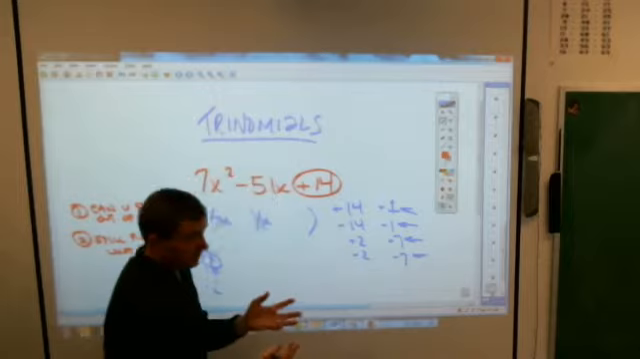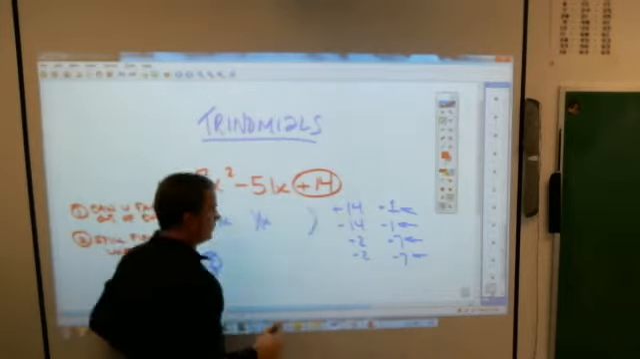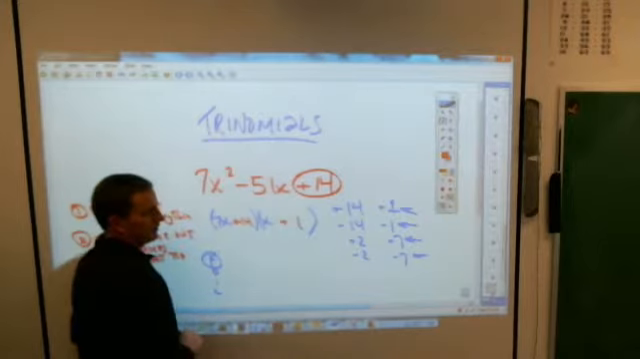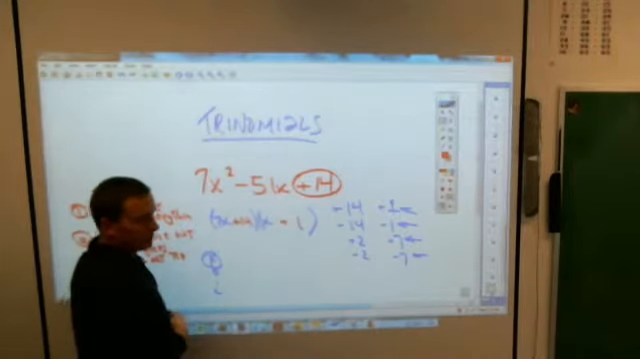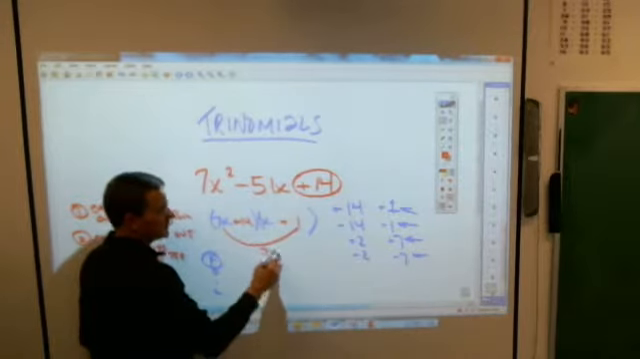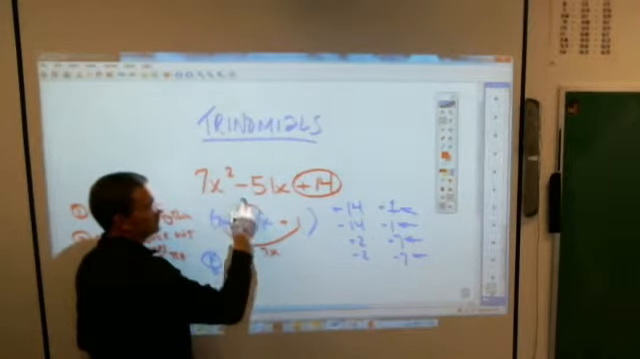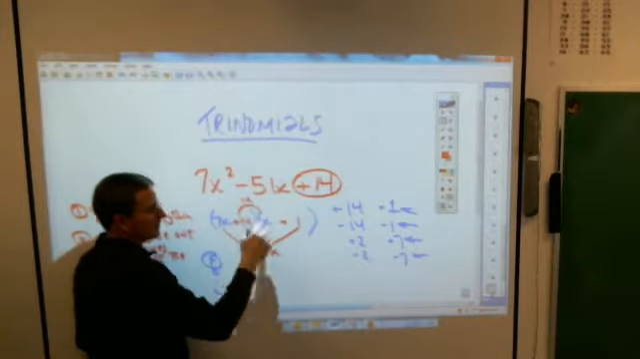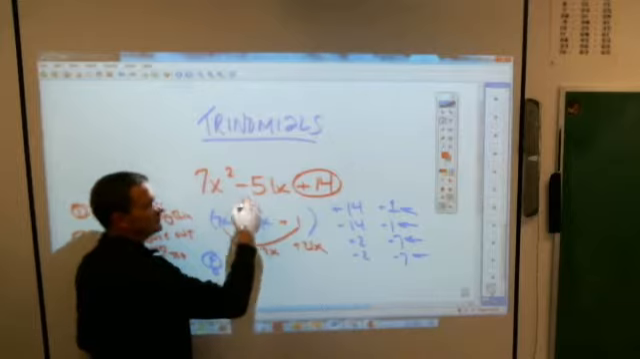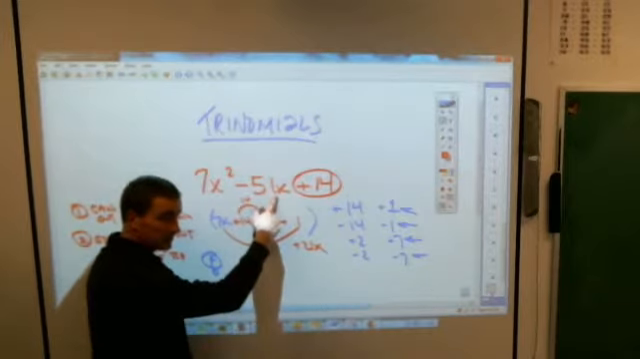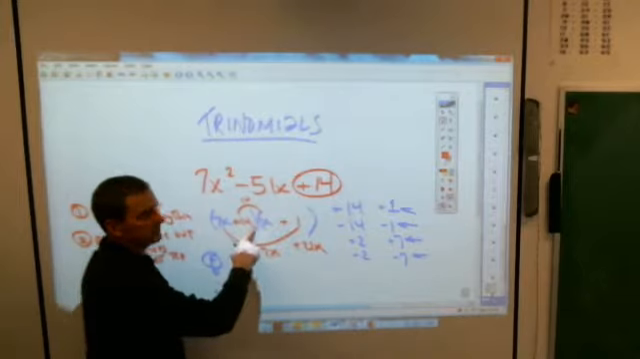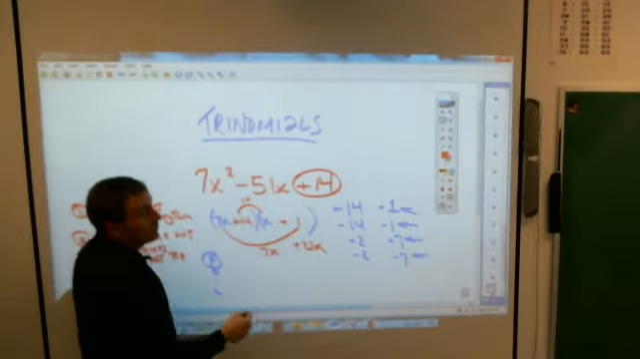But let me just put some numbers in there. Let's say I pick 14 and 1. Let's put 14 here and 1 here. What is my middle term going to be? If you take 7x times 1, you get 7x. If you take 14 times x, you get 14x. You put those together, you get a positive 21x. That is not the right combination, because I need a negative 51x. So you got to go back and try all the different combinations until you get something that gives you a negative 51 when you put it together.